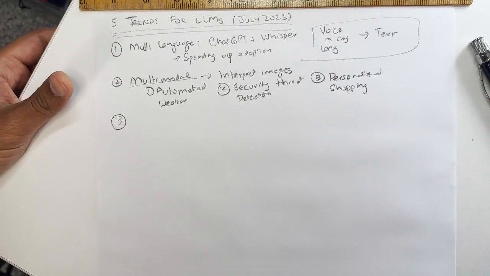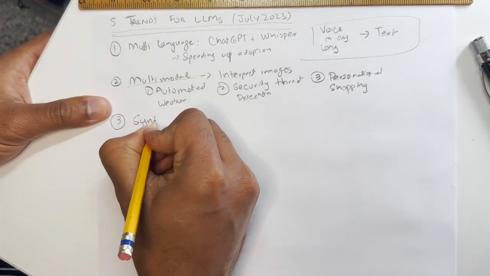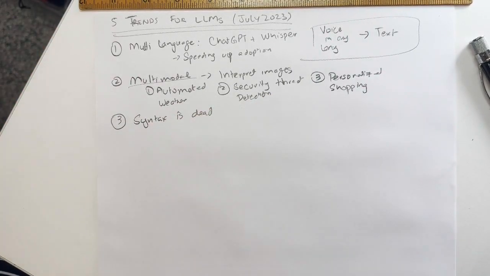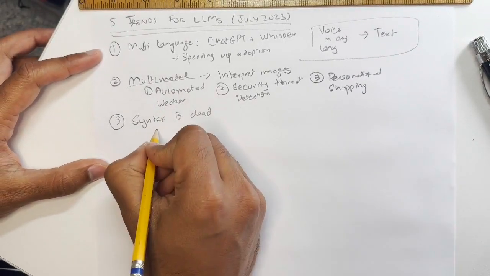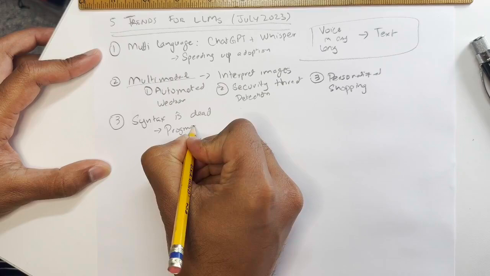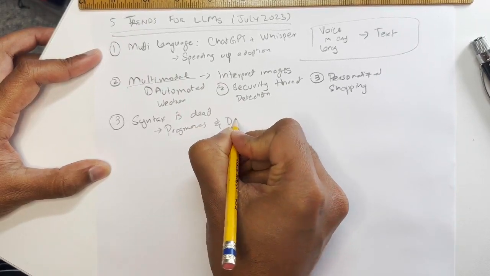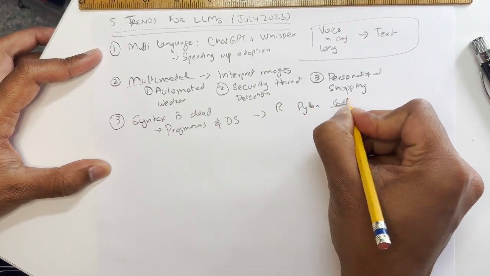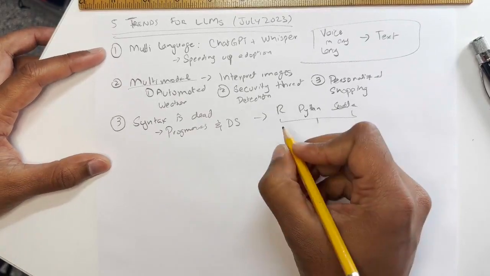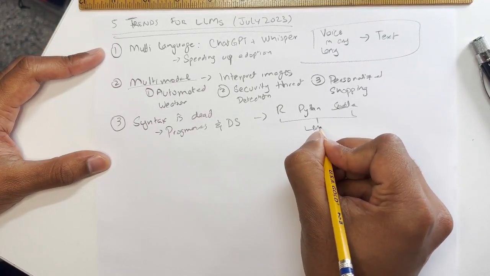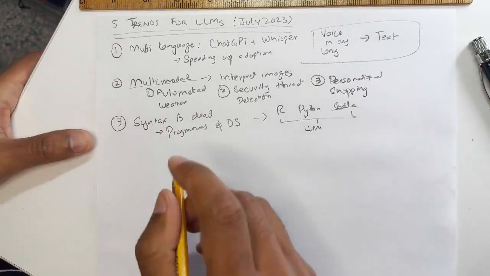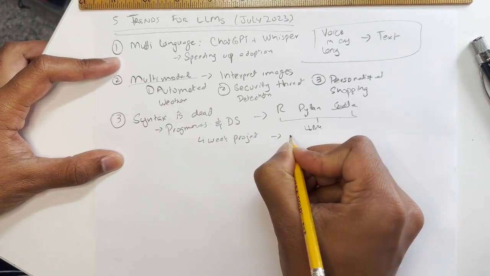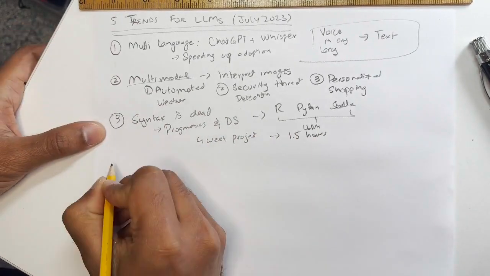The third trend I spoke about was the death of syntax. So if there was a formatting procedure you had to do or a language you had to know, that is pretty much dead. So for programmers and data scientists, it doesn't matter if you know R, Python, Scala, or any other language. All of these can be interchangeably converted or translated by LLMs to any other language. I mean, that makes it super easy. I shared an example recently where a 4-week project was done in 1.5 hours, and that's pretty fantastic.